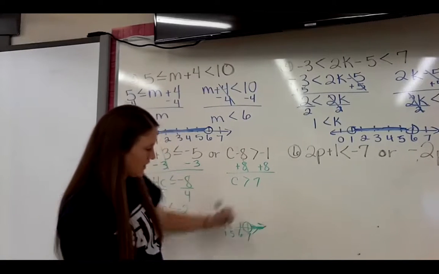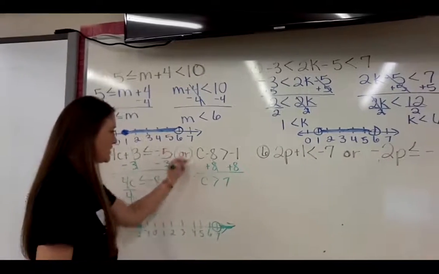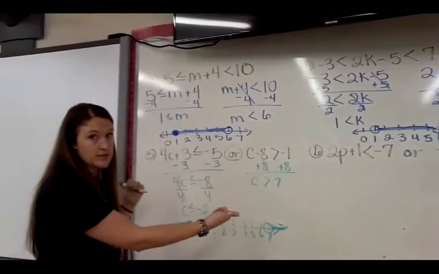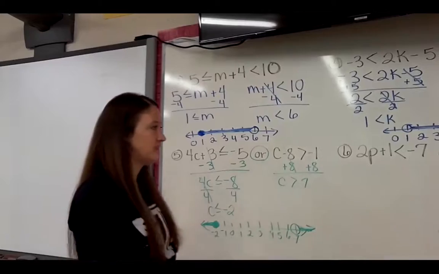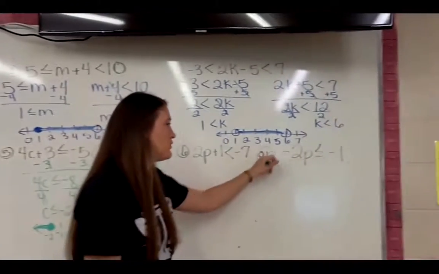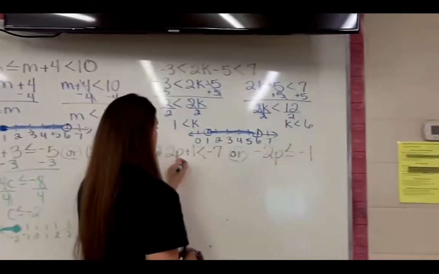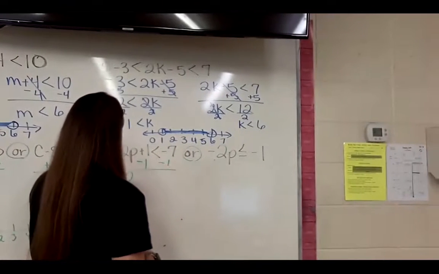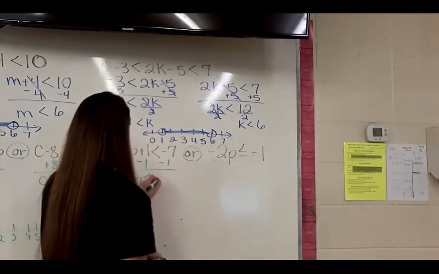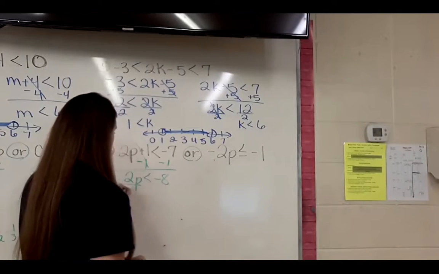Now, just double check yourself. It was an or question, so they should be going opposite ways. Okay? Number 6, same thing. It's an or problem, so we already know our graphs go out. So, I'm going to subtract. -7 minus 1 more is -8.